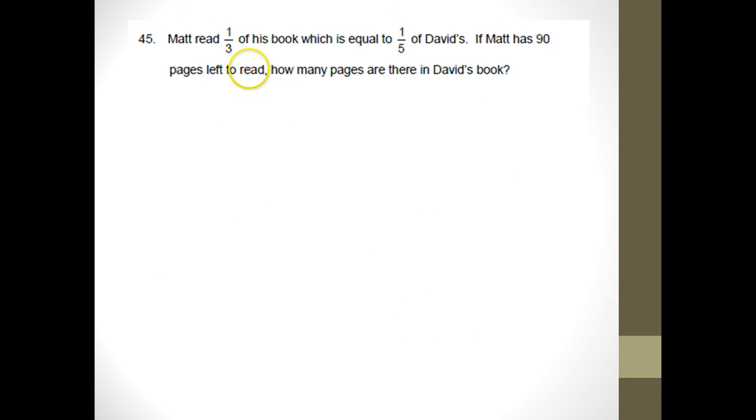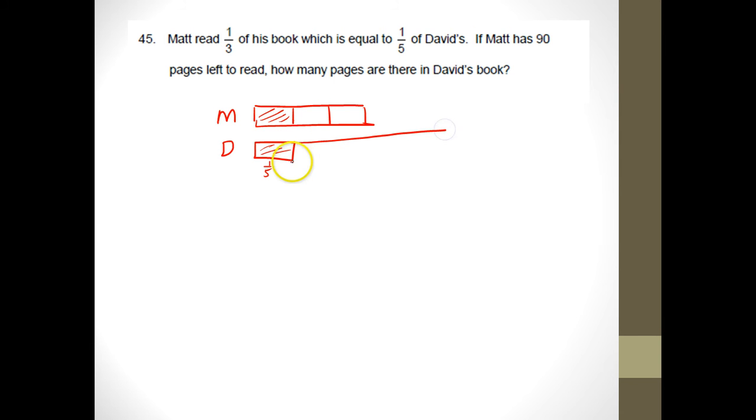Question 45. Matt read 1/3 of his book, which is equal to 1/5 of David's. Okay, so I draw my model. Matt read 1/3 of his book. So this is the 1/3 that Matt read. It is equal to 1/5 of David. So David, this 1/3 is equal to 1/5. So David would have 5 units. 1, 2, 3, 4, 5. This 1 unit and this is the same.